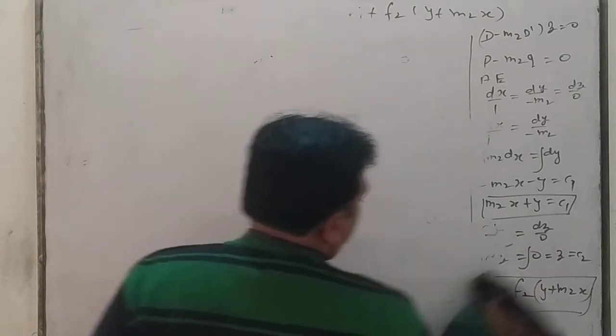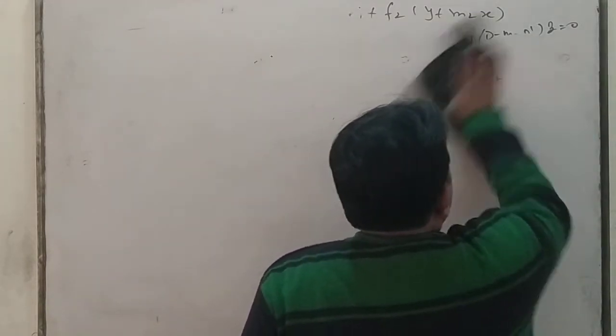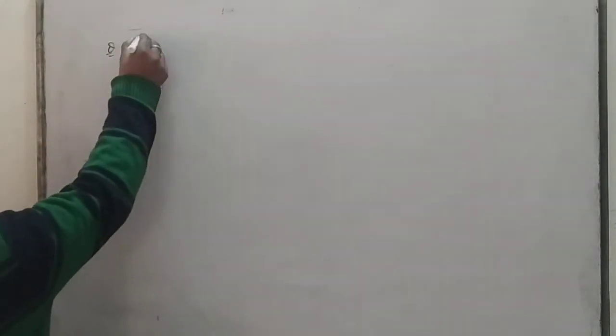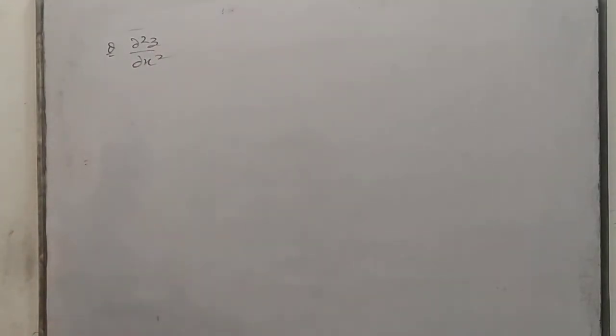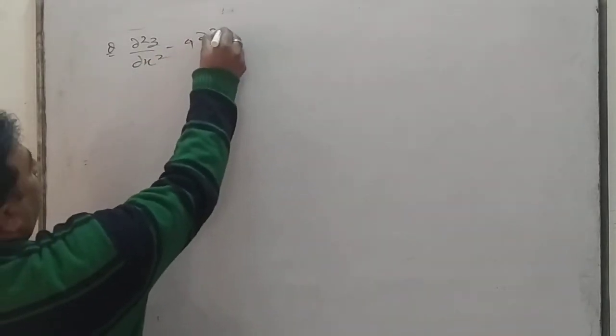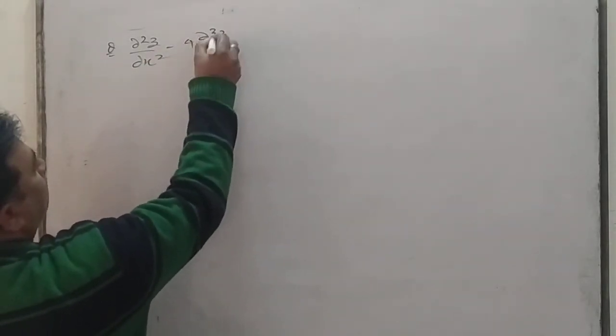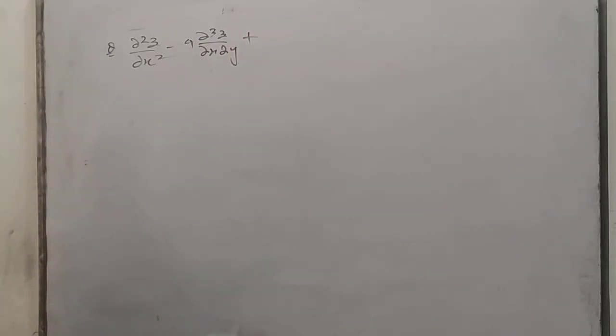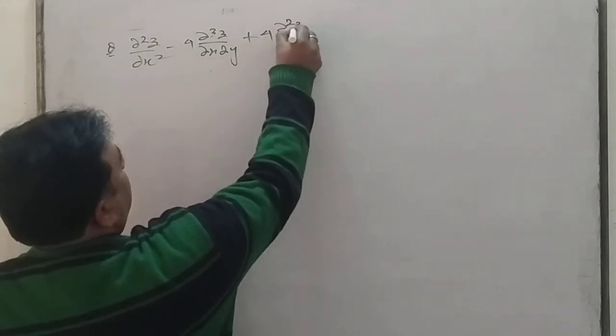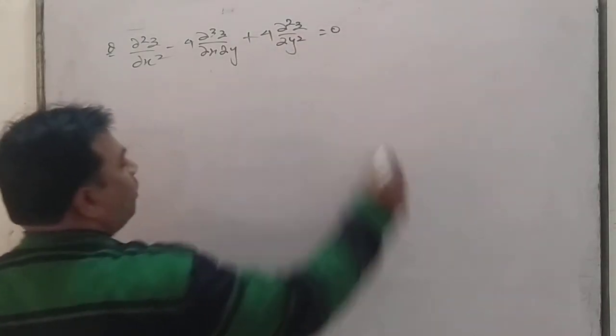We are discussing some examples of partial differential equations. Next question: del 2z over del x2 minus 4 del 2z over del x del y plus 4 del 2z over del y2 equals 0.